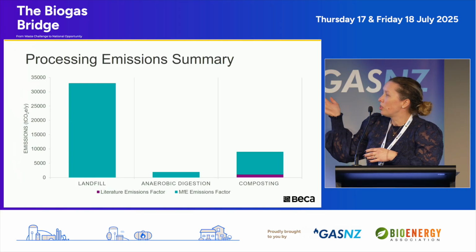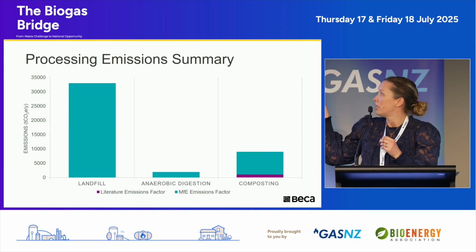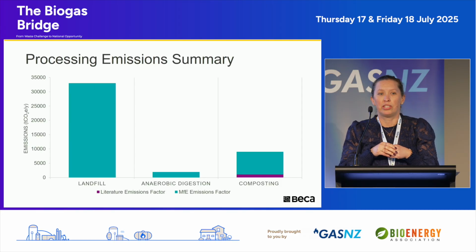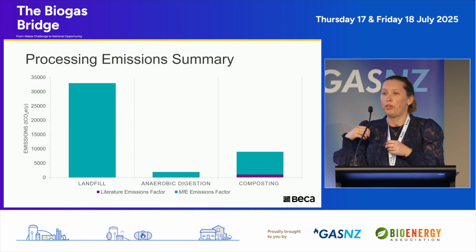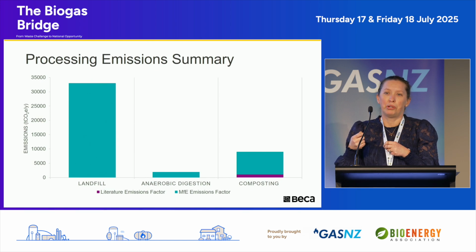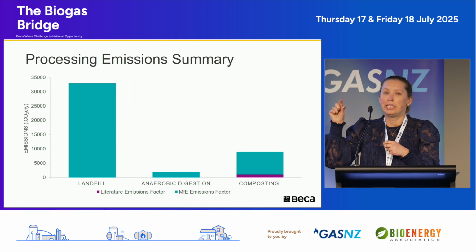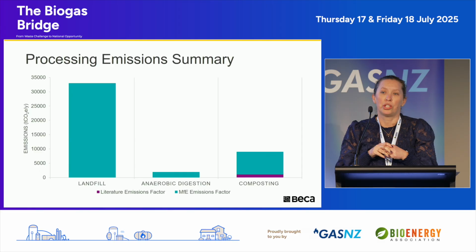The reason I've got two colours there for the composting is that the green one uses the MFE emissions factor for composting, but actually if you have a really well-controlled in-vessel composting, literature research would probably tell you that the number is probably a lot closer to the purple bar.